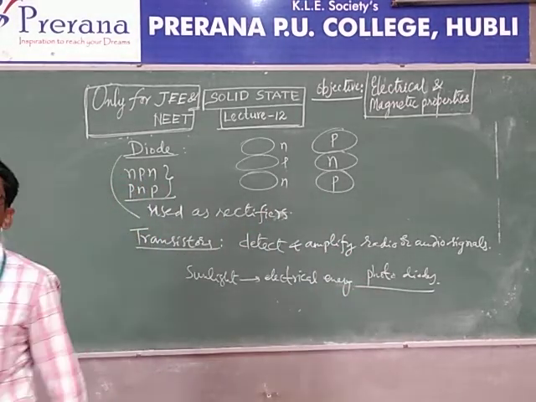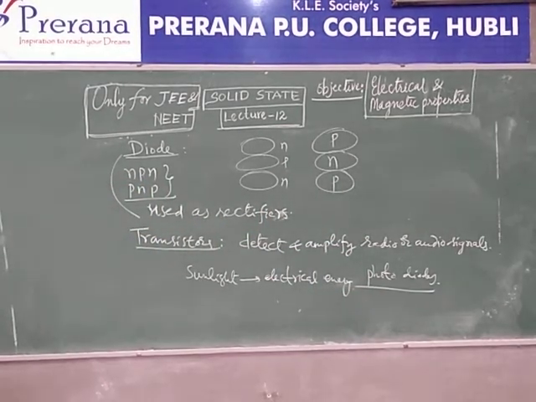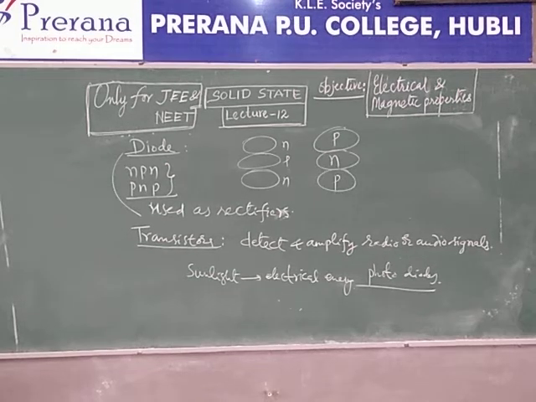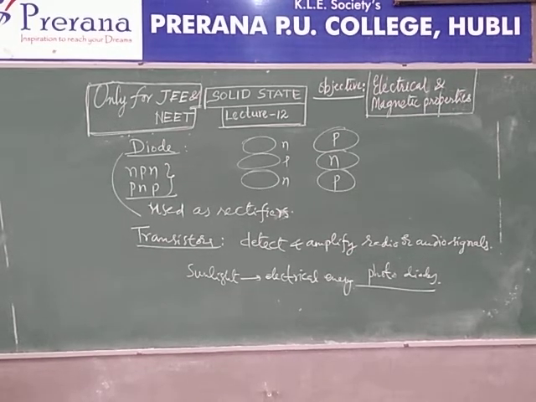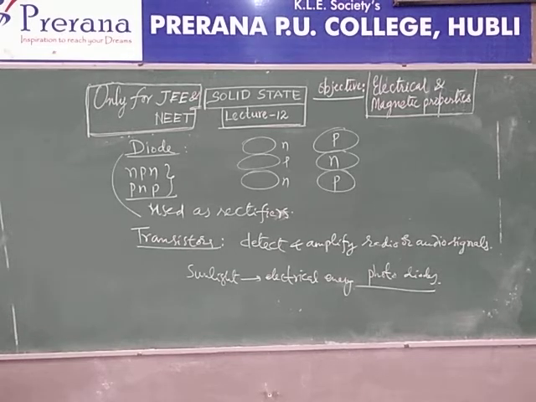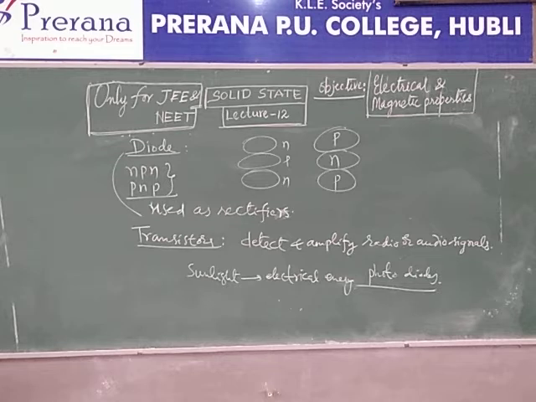So this is about applications of intrinsic semiconductors. They are N-type semiconductor and P-type semiconductor, sandwiched in this way. We will get diodes like NPN and PNP, and these are used as rectifiers. Transistors are used to detect and amplify radio signals and audio signals. Sunlight is converted to electrical energy by photovoltaic cells, that is photodiodes.